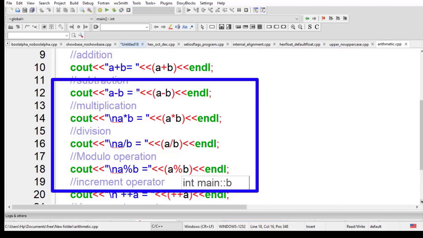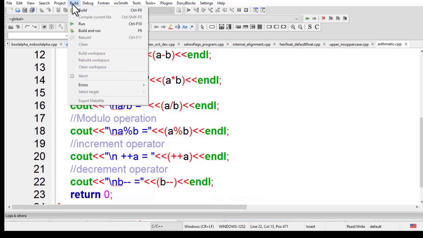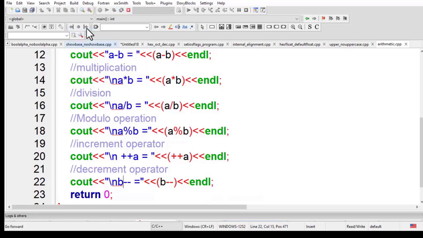And the next one is plus plus a. The value of a will be increased by 1 and is equal to 9. The next one is the decrement operator, b minus minus. Since it is post decrement, the value stays as it is, which is equal to 3. So let's run and see the results. Build and run.